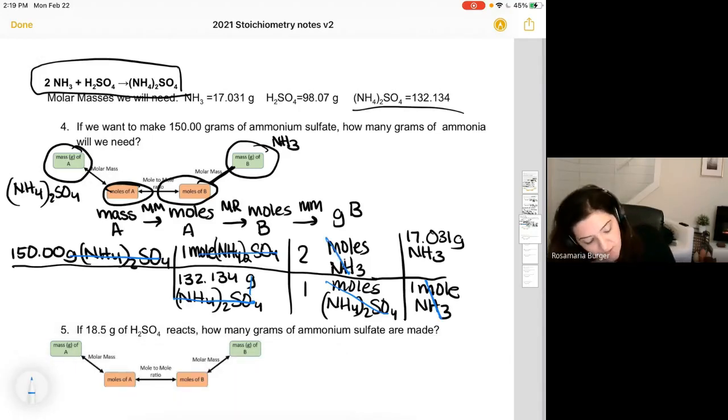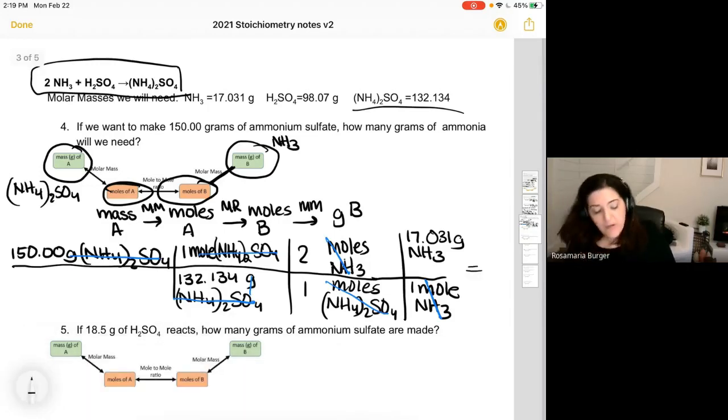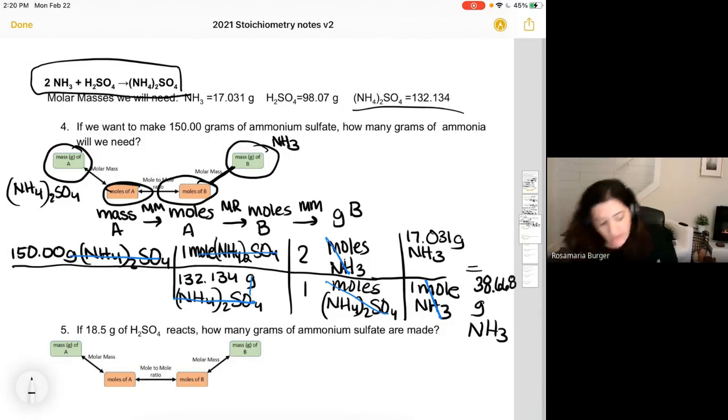Okay, so we're going to put this in our calculator. We know that our units are going to be grams of NH3 because that's the only unit that we're left with. So I'm going to do 150.00 divided by 132.134. Since 2 is in the numerator, it's going to be multiplied times 17.031. And as my answer, I get 38.668 grams of NH3.